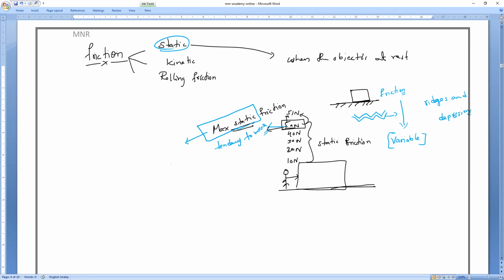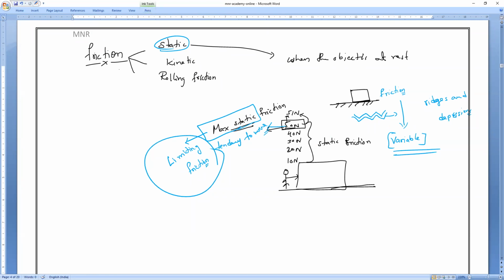The maximum static friction is also called by another name: limiting friction. Those who joined only today might not understand much, but just try to follow. The maximum static friction, when the body is ready to move, is called limiting friction. That is why we say static friction does not remain constant. Static friction is always variable.